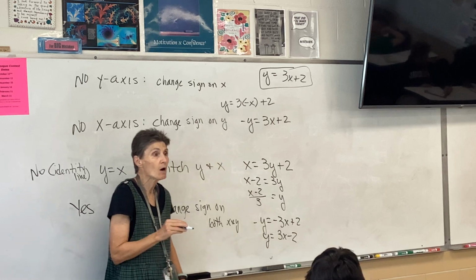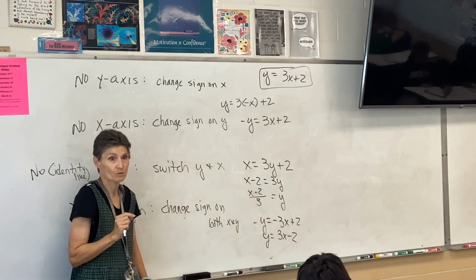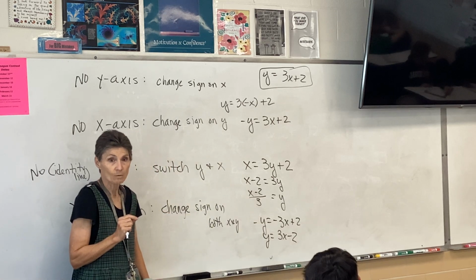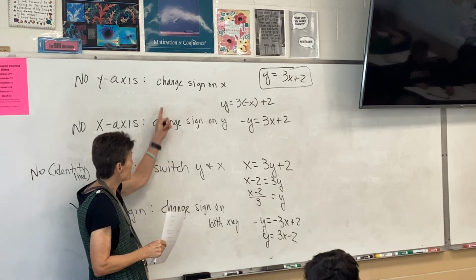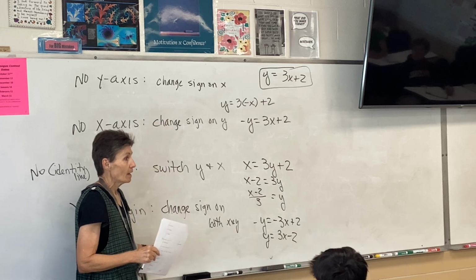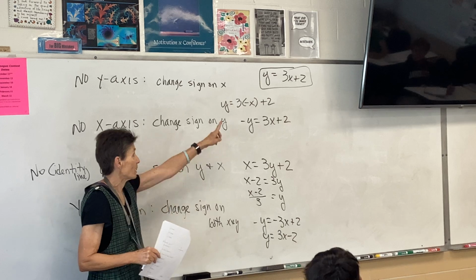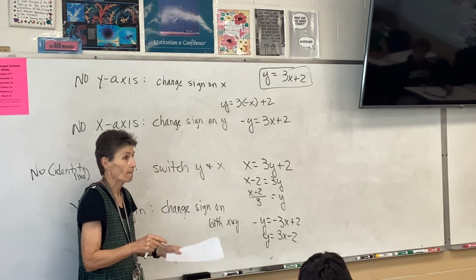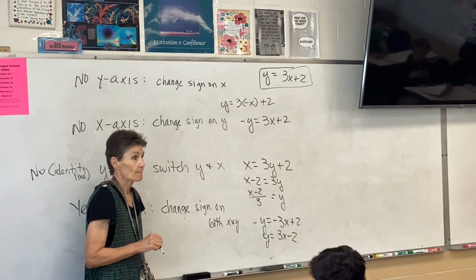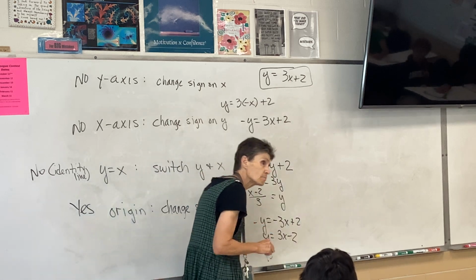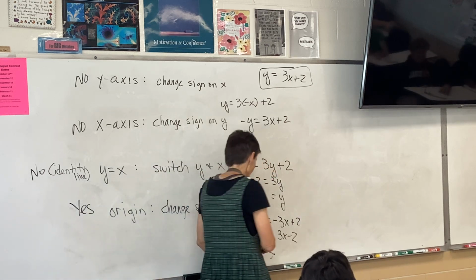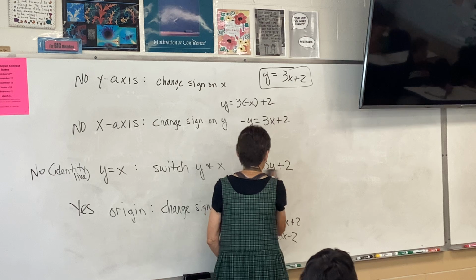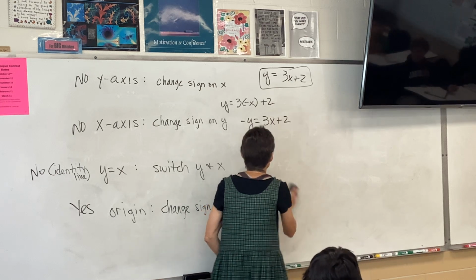This one has no special symmetries. Okay? Because when I made these changes, I never ended up with the equation that I started with. You with me? Yeah. All right. How do you answer it? Do you just go like none? Yeah, none. No special symmetries.